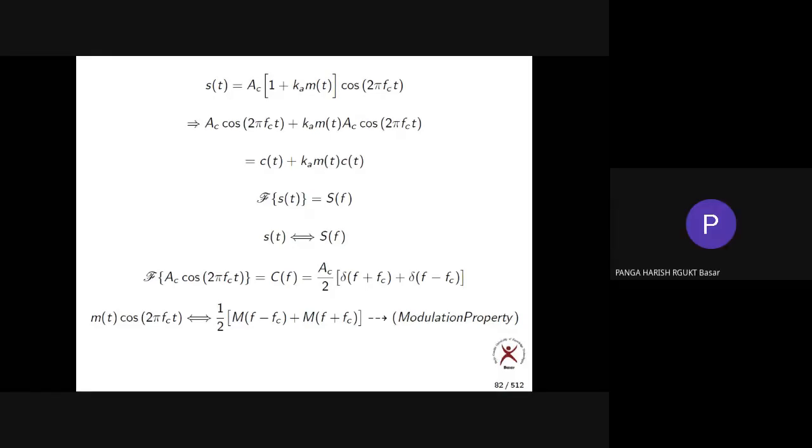Okay. So these are the basics of signals and systems. At least, can you recall them now? Okay. Now you prove this property.